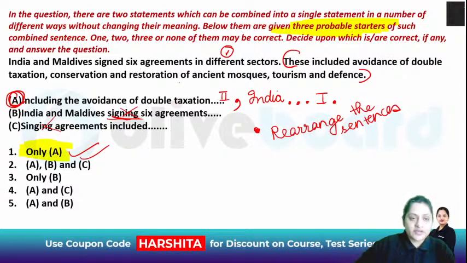Now, to be sure of your answers, try to frame, when they are giving you ABC, the complete sentence with ABC. Where only a comma is required and you can use it to combine the two, that is the most probable correct answer.